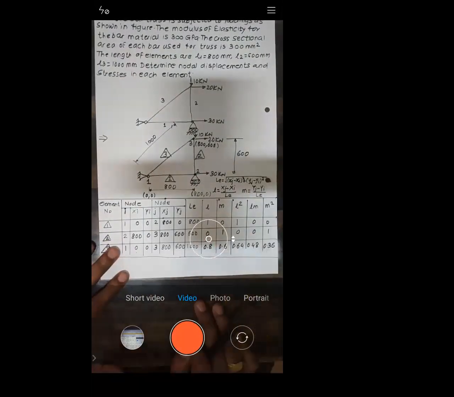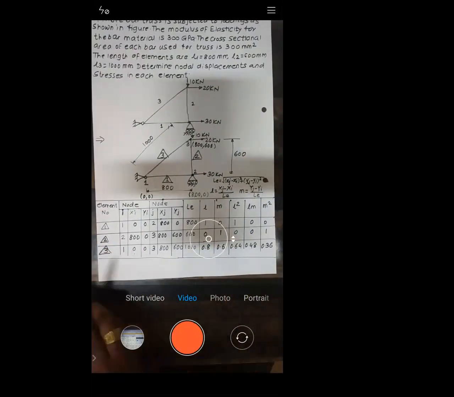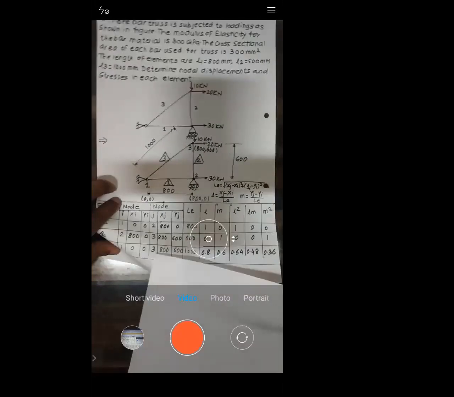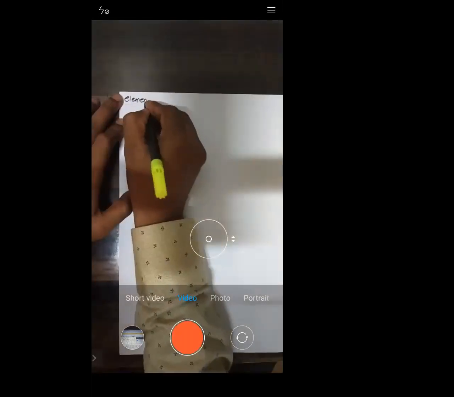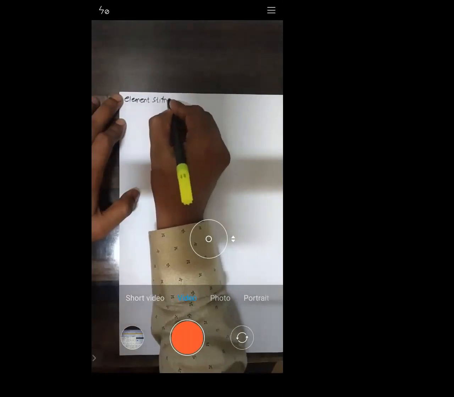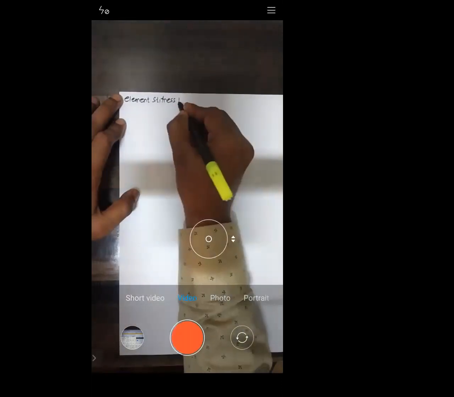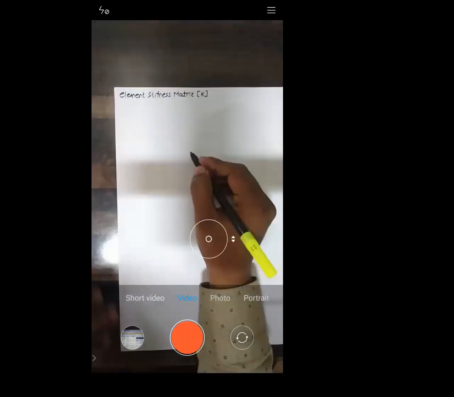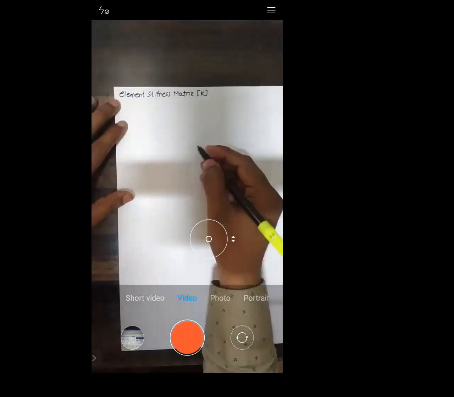Right, now we should write down the element stiffness matrices. What is the value of element stiffness matrices? How we used to write down element stiffness matrices? What is the formula for element stiffness matrix K? Tell me.